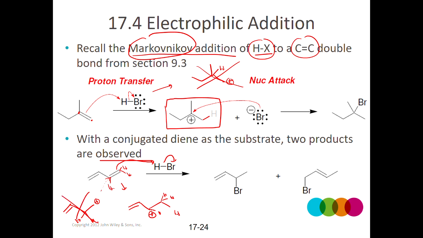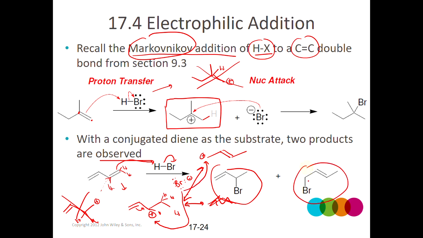Once the resonance stabilized carbocation forms, the resonance is instantaneous. The resonance instantly spreads out the positive charge of the carbocation over more than one atom. And so now we have 2 possible positions where the bromide could attack. It could attack here, forming this product, or it could attack here, forming this product.